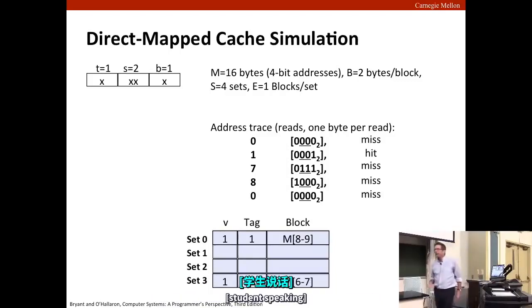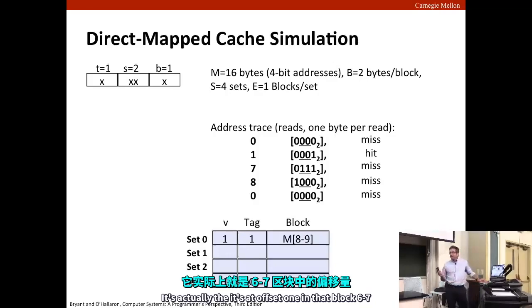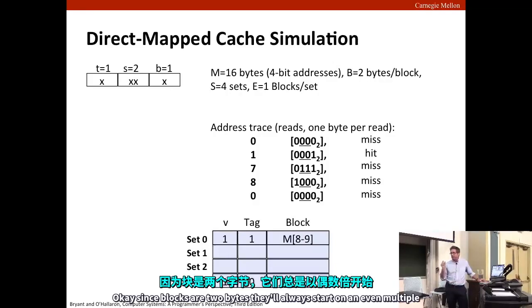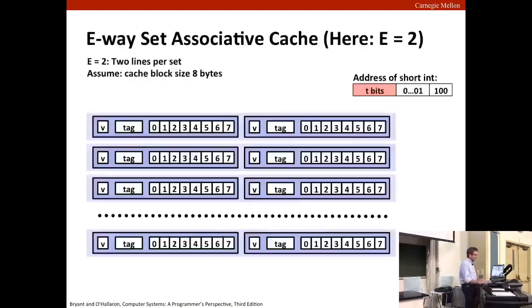Sorry, can you explain why the block holds bytes 6 and 7? When we referenced 7, it's at offset 1 in that block 6, 7. Since our blocks are 2 bytes, they'll always start on an even multiple. Any other questions?